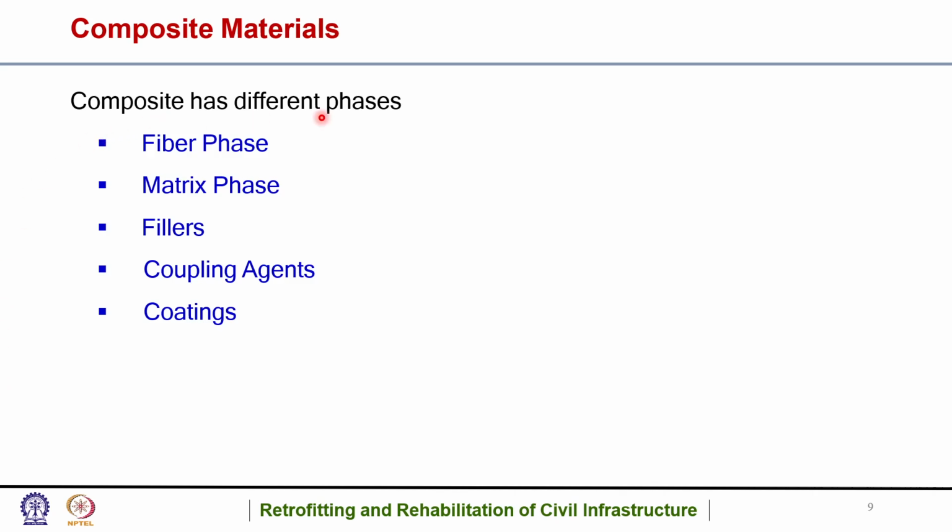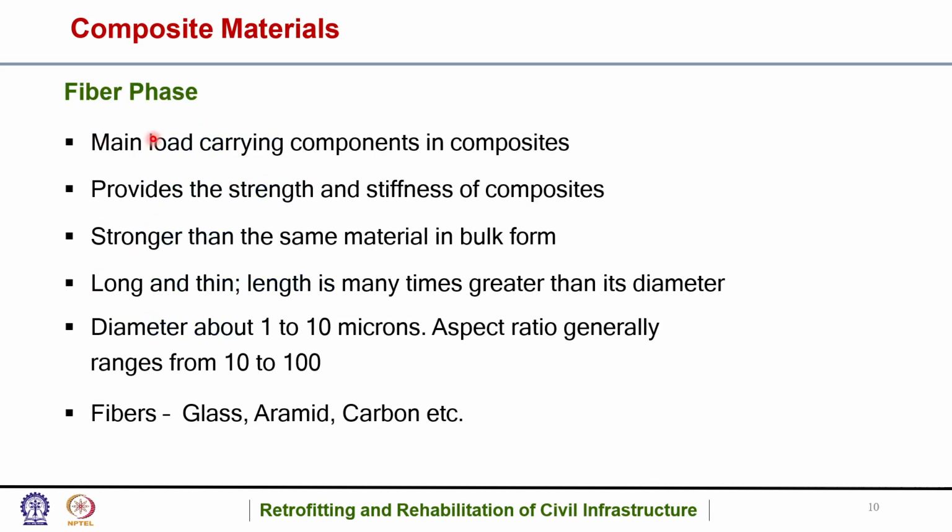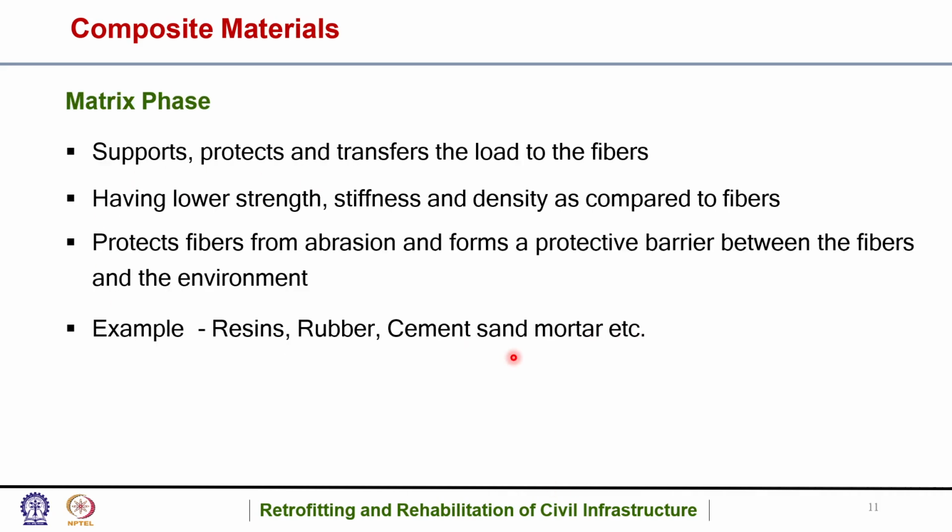The composite has different phases, that is fiber phase, matrix phase, fillers, coupling agents, and coatings. So these are the various phases inside a composite. Let us go through each of the phases. The fiber phase is the main load carrying component in composites. It provides the strength and stiffness of composites. Fibers are stronger than the same material in bulk form. They are long and thin, with length many times greater than the diameter. The diameter is about 1 to 10 microns. Aspect ratio generally ranges from 10 to 100, and fibers can be glass, aramids, carbon, etc. So that is the fiber phase.